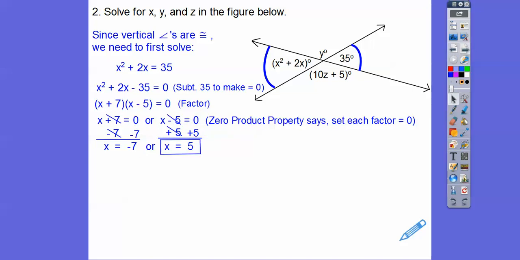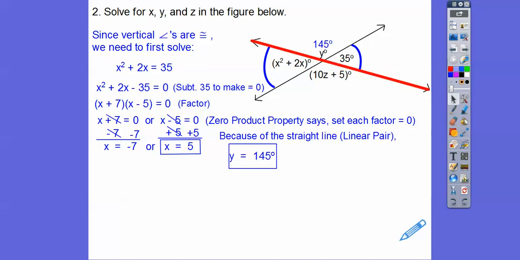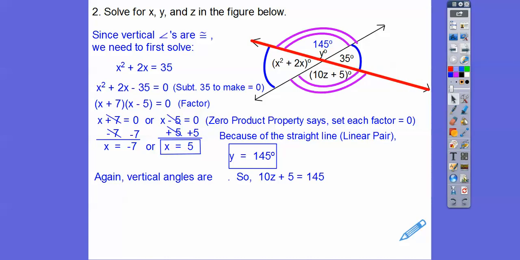All right, so now that we know, let's see. I probably did this a different way. What did I do? Okay, so what I did right here, you guys, this straight line. There's always several ways to do this. Straight lines are 180. So if that's 35, then this has to be 145 to get me 180 on this straight line. Then we'll use the vertical angles theorem again and set 145 equal to 10z plus 5. Then subtract 5 and divide by 10, and there are our three answers.